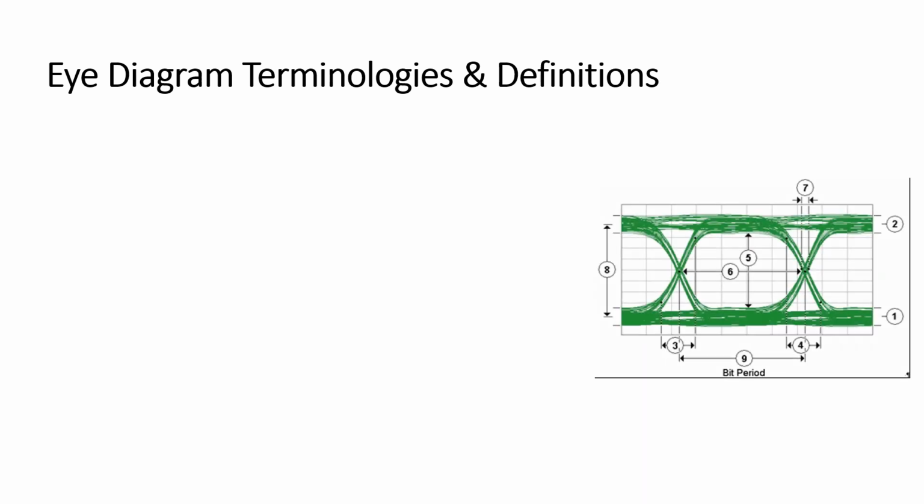So before we move on to the asymmetrical eye diagrams, let me give you a few of the terminologies related to eye diagrams. In the diagram on the right, as you can see, there is an eye diagram in which numbering has been given from point number 1 to point number 9. Let us see all these points in detail.